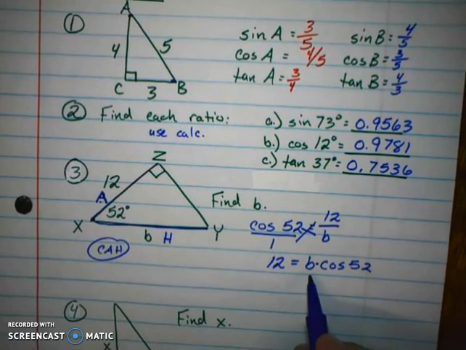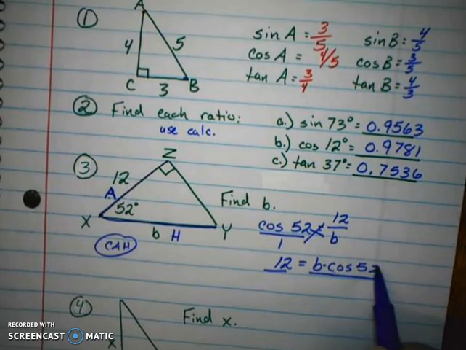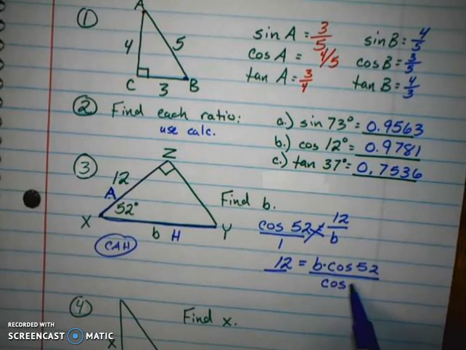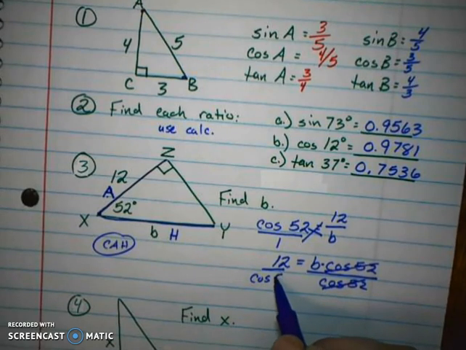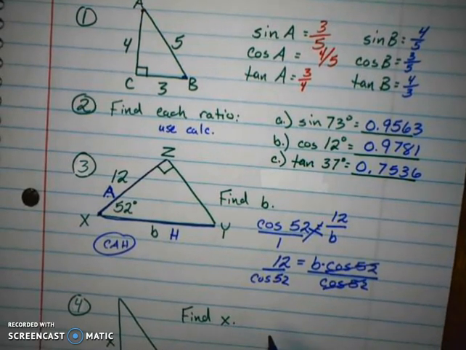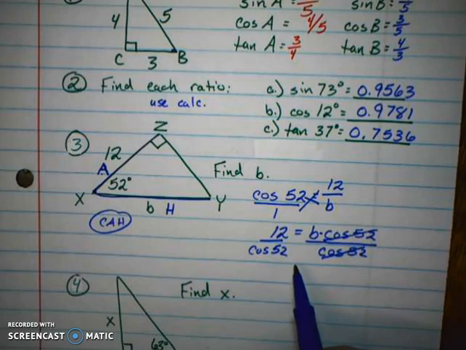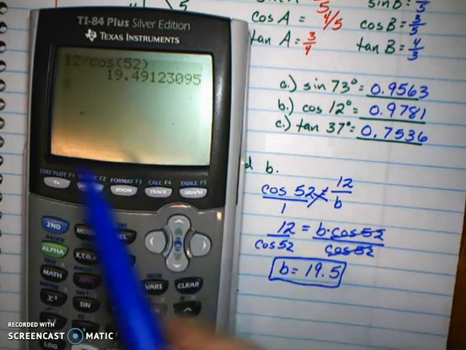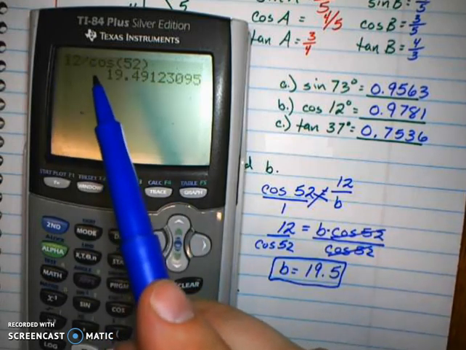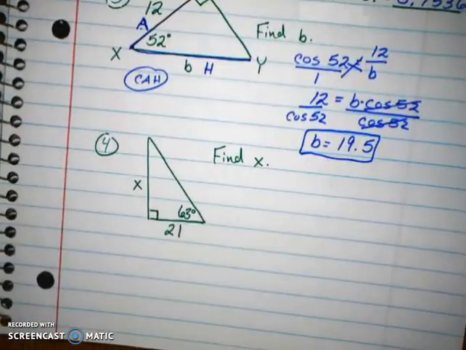The idea is to get b all by itself. So I'm going to divide both sides now by this cosine of 52 to cancel that out. The whole reason I do this on paper is so I know how to enter it in my calculator. Now I'm going to do 12 divided by cosine of 52 in my calculator, and I should get this. B ends up being about 19.5. You can see how I entered it in the calculator. 12 divided by cosine of 52. We will actually finish this example in class.